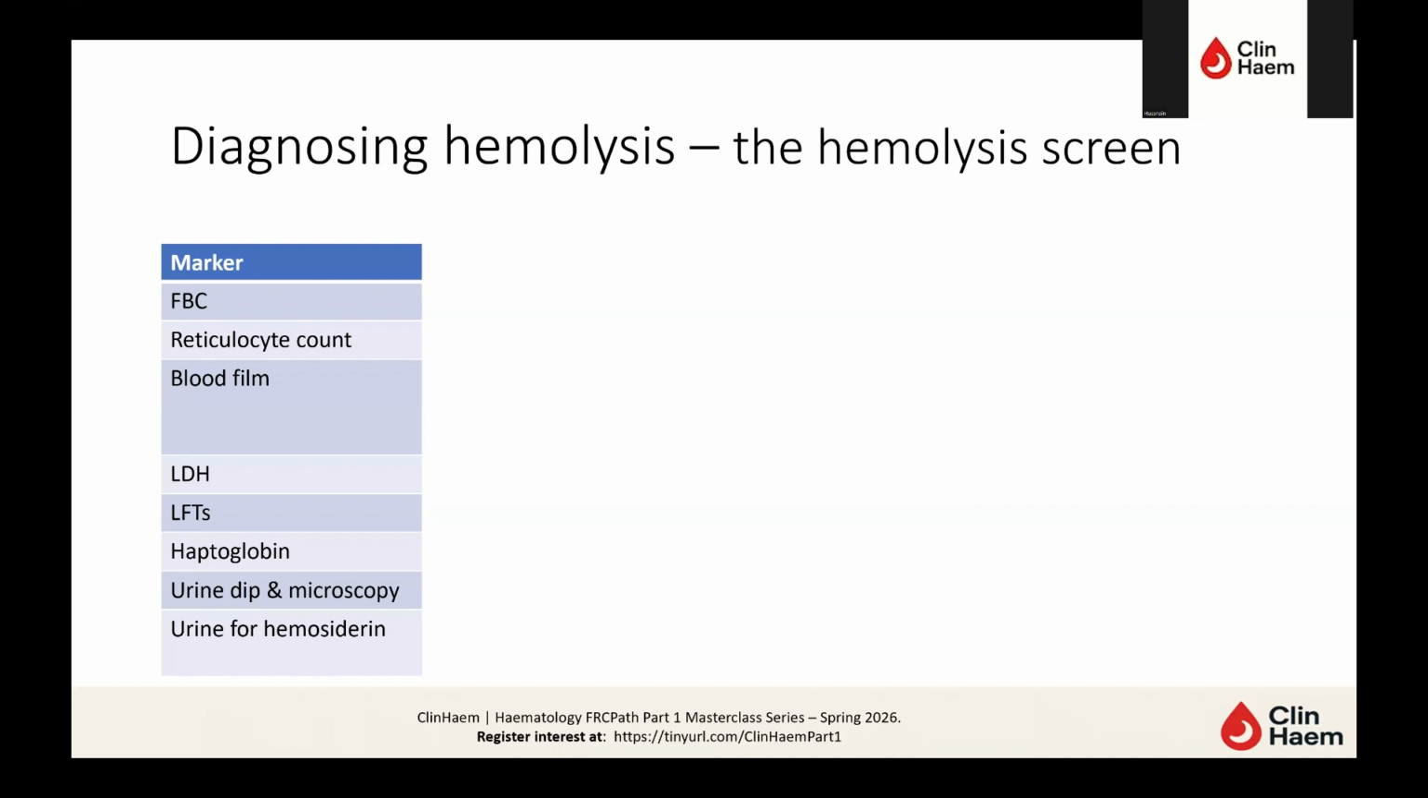Urine dip and microscopy is actually very important, especially for intravascular hemolysis, and I will mention what to expect. And urine for hemosiderin again. If there is intravascular hemolysis, which we will come to, the blood cells are being broken down inside the vessel, and that will release free hemoglobin into the circulation. The free hemoglobin will saturate the haptoglobin, and the hemoglobin above the saturating capacity of haptoglobin, plus the small monomers, the small chains of the breakdown product of hemoglobin, would filter through the kidneys.